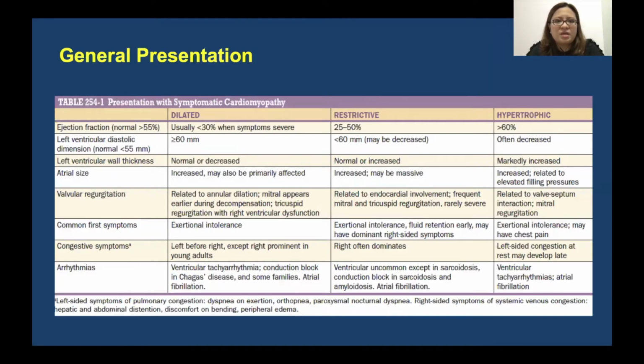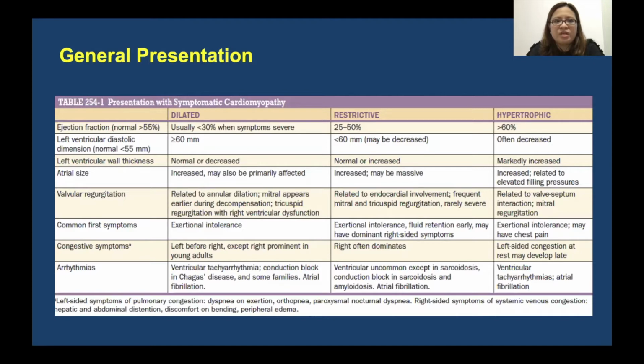So comparing the three based on 2D echo findings and symptomatology. So first, 5 parameters are seen on 2D echo. So for ejection fraction, the normal EF or the systolic function of the left ventricle is more than 55%. For dilated cardiomyopathy, it is usually less than 30% when symptoms are severe. For restrictive, it is around 25 to 50%, and for hypertrophic, usually the ejection fraction is increased to more than 60%.